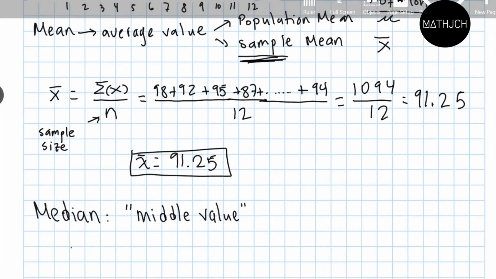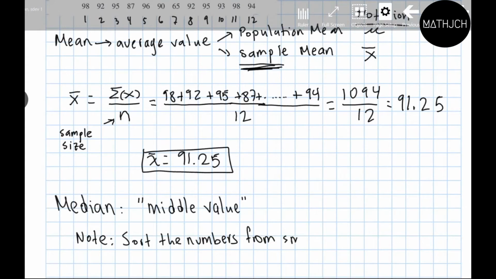Remember that the first step is you have to sort the numbers from smallest to largest. So let's do that for now. Notice that we have 98, 92, 95, and so on. The smallest number that I see right here is 65, right? So let's write it here.